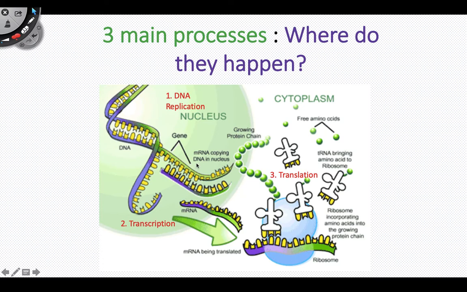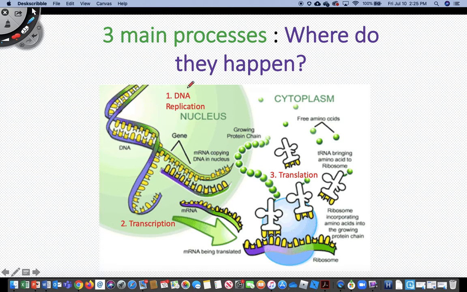All right, so a reminder, here we see the 3 main processes in the central dogma of biology. The first process is DNA replication, and that happens in the nucleus. The second process is transcription. That also happens in the nucleus when DNA makes RNA. And the third process that we're focusing on today is translation. And this happens on the ribosome, which is free floating in the cytoplasm of the cell. Okay, and that's what we're going to be focusing on today.